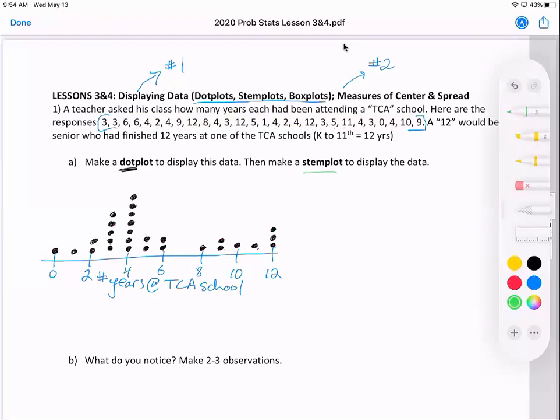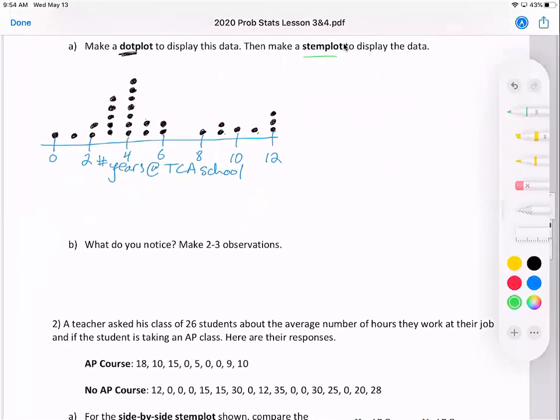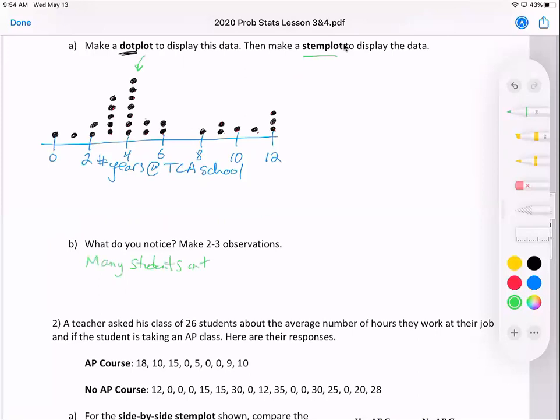We'll come back to this stem plot in a second, but let's answer what are some observations we could make. It looks like there's a bunch of students who were at the 4, so they've been attending the school for 4 years, so that would be 9th, 10th, 11th, 12th, well, I guess how they're counting it, 8th, 9th, 10th, 11th, because most of the students in this class were seniors. So we have many students in this class.